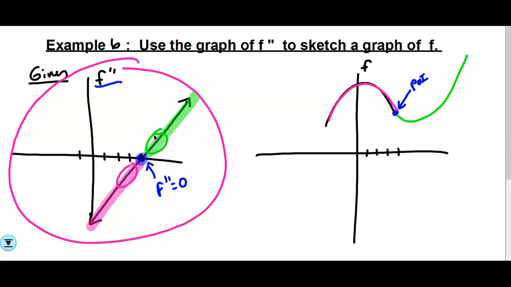Okay? Now, an exception to that would be if you had a graph that looked like this. Let's say your second derivative touched the x-axis, but it stayed below. It went from below to below. In that case, it's not changing concavity at that point. In that case, that would not be a point of inflection.